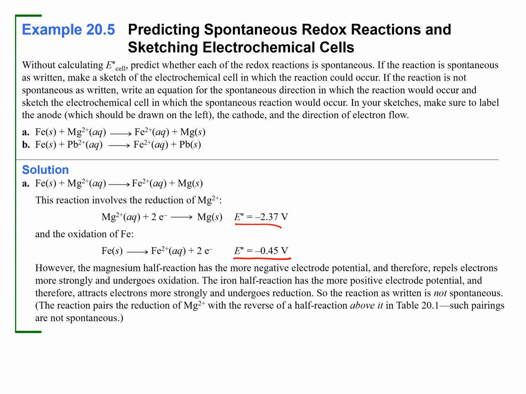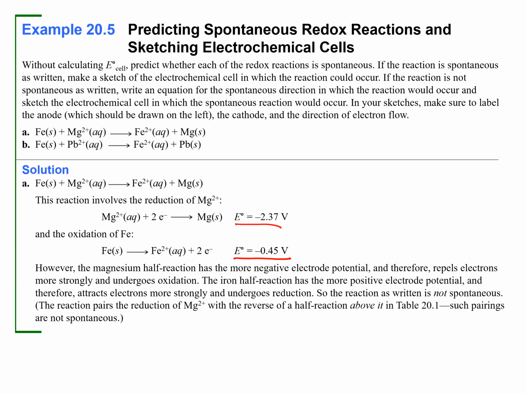Now, is this spontaneous or not? The magnesium half reaction is significantly more negative in potential. Therefore, it is going to repel electrons and wants to undergo oxidation. It's negative, so it's a very poor reducing half reaction. Remember, reduction is gain of electrons.